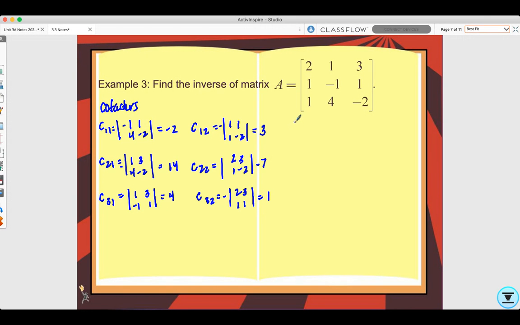And then the last three, C13, which would be positive, and the determinant of that is 5. C23 would be negative. The determinant of 2, 1, 1, 4, which is -7. And C33 would be positive. 2, 1, 1, -1, which would be -3.